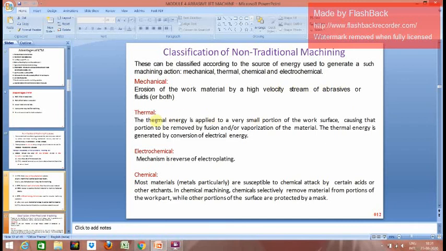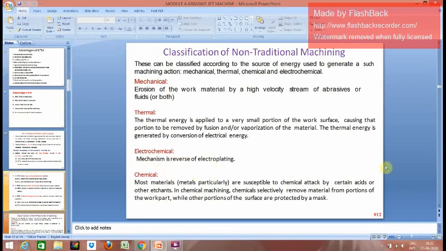In the thermal case, thermal energy is applied to a very small portion of the work surface, causing those portions to be removed by fusion or vaporization of the material. The thermal energy is generated by conversion of electrical energy only. The electrochemical mechanism is just the reverse of electroplating. As you all know the mechanism behind electroplating, a coating is applied in electroplating; electrochemical machining is the reverse of it.